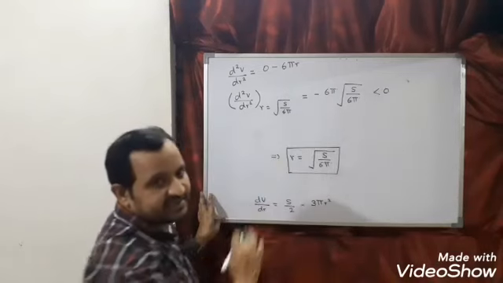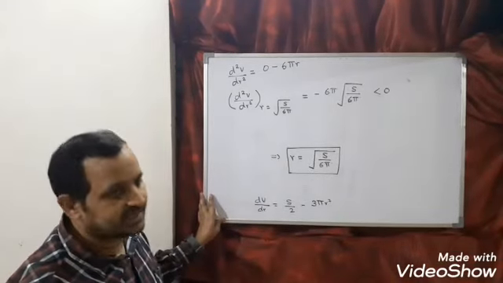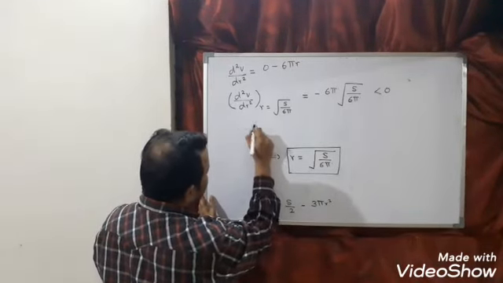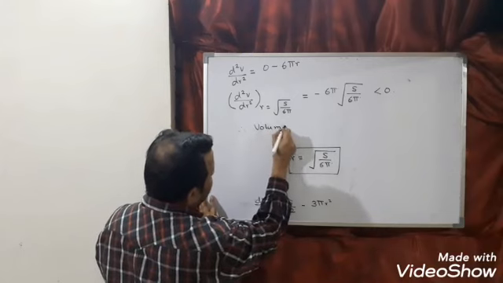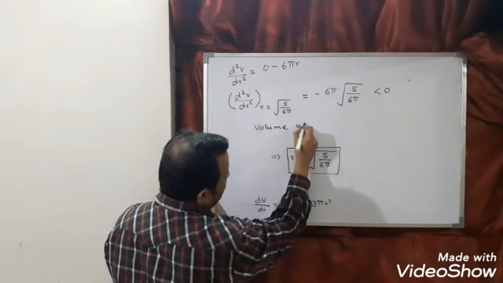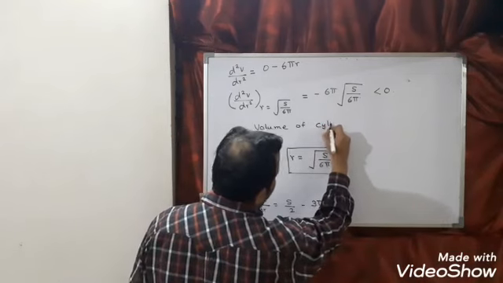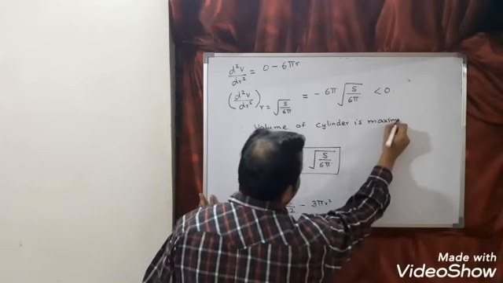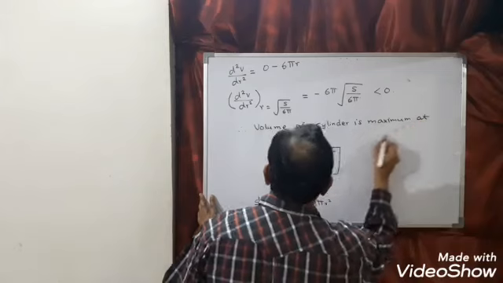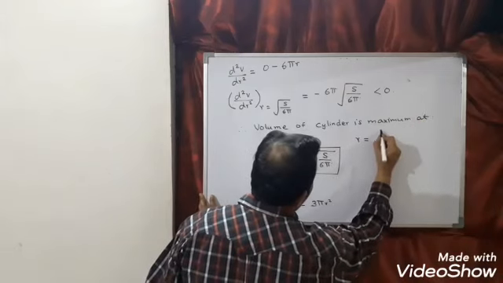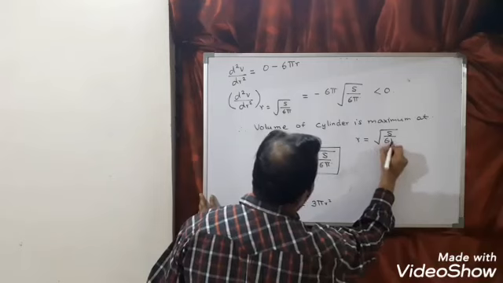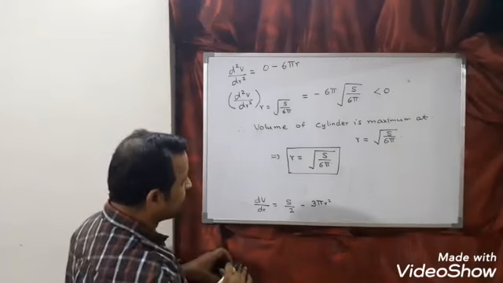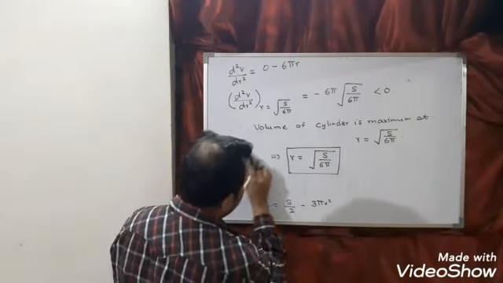If the second derivative is negative, what can we say? We can say that therefore the volume of the cylinder is maximum at r is equal to square root of s divided by 6 pi. But the question is not this. The question is: height is equal to twice the radius. Yes or no?